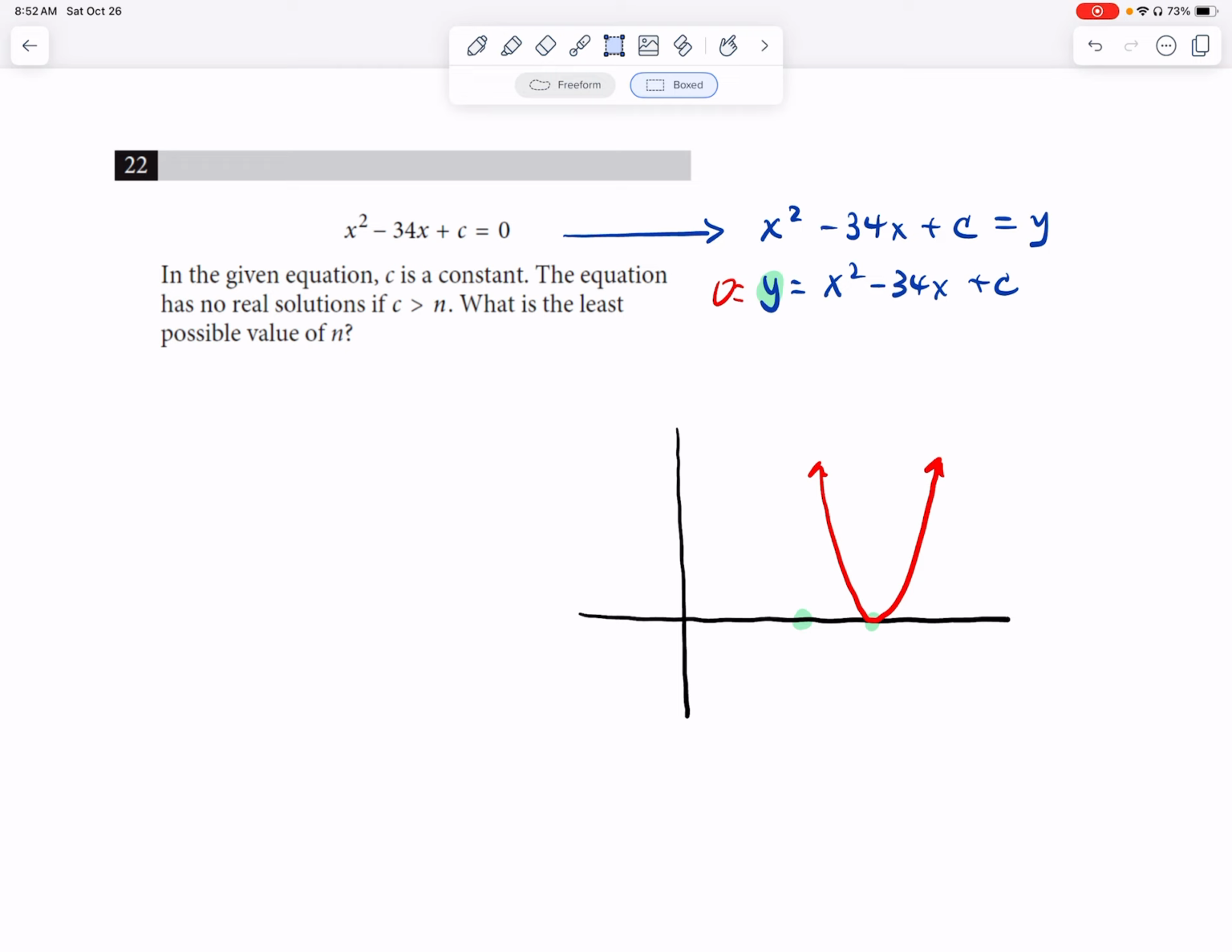But what this question is asking about is that it has no real solutions. No real solutions happens when this whole entire parabola is up above the x-axis. So it doesn't touch the x-axis. It has no x-intercepts. This means it has no solutions.